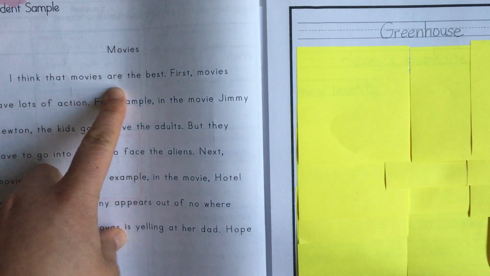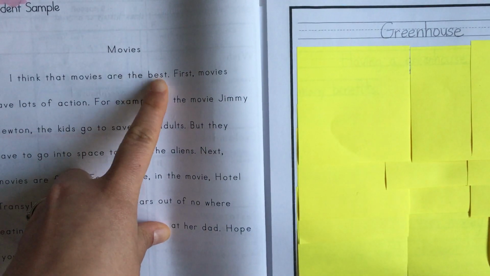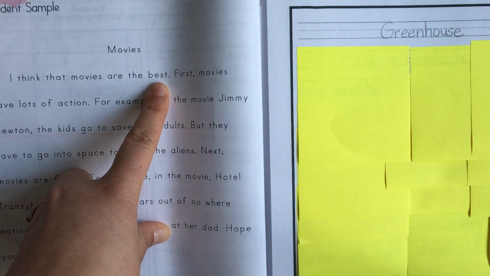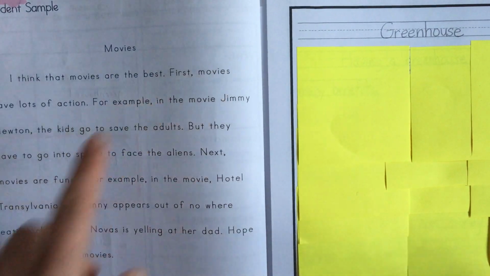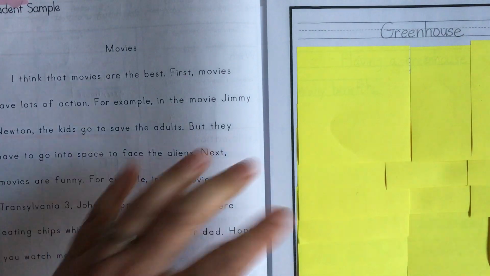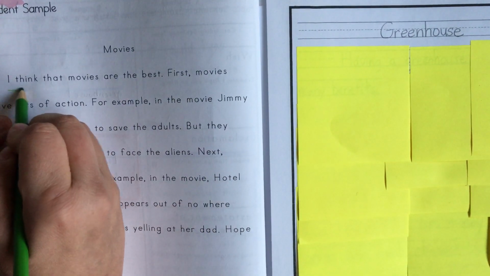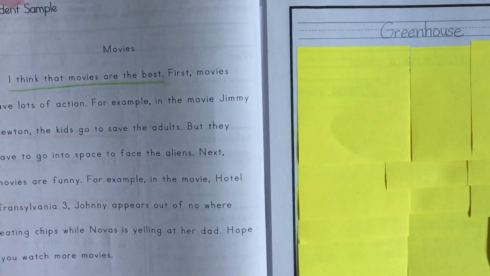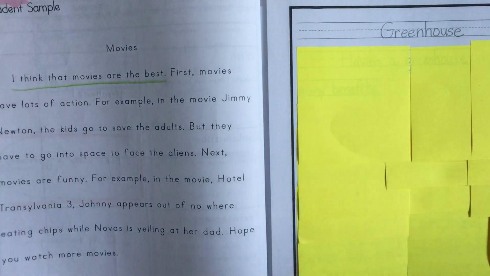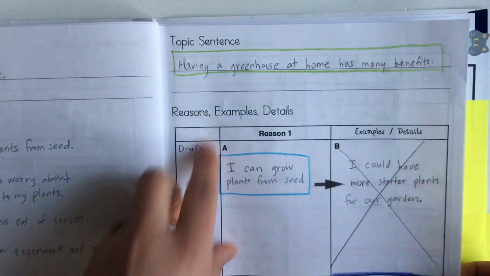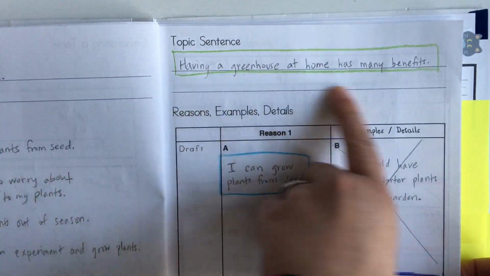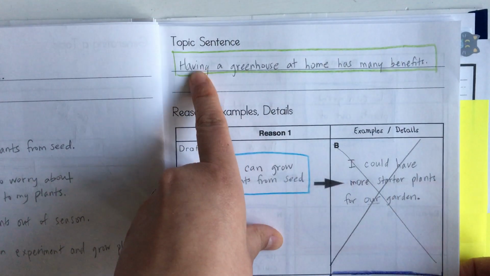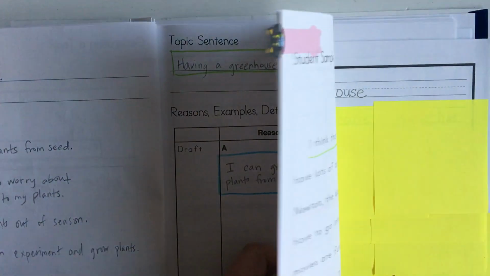I think that movies are the best. This is the writer's topic sentence, and it's also their opinion. So we are going to underline this in green. I think that movies are the best. Now, when I look back on page 13 and find our green outline topic sentence, this is what's going to go first in the paragraph.